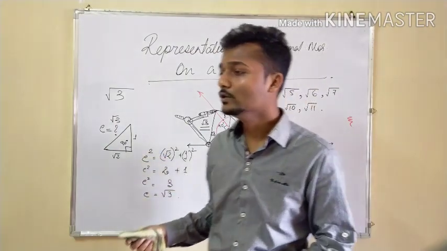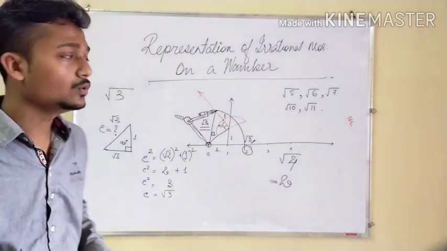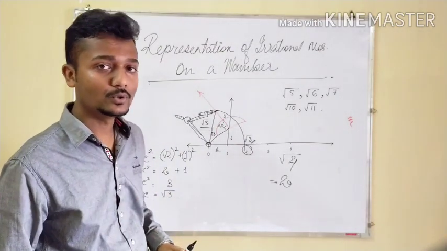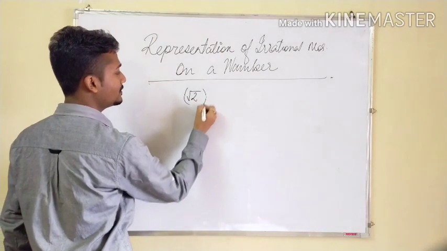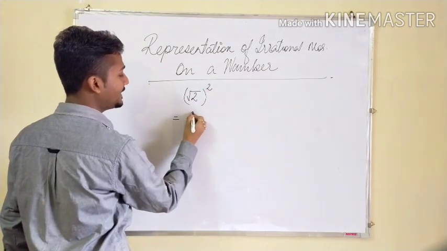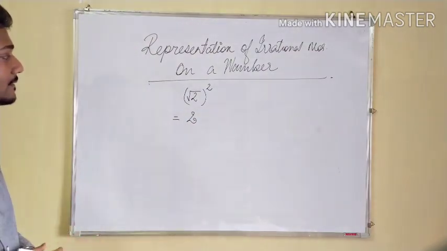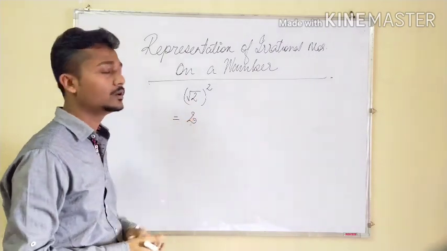Now what I have said, root 2 into root 2 is equal to 2. Let us find out how root 2 into root 2 is equal to 2. Root 2 square, yes or no? Root 2 square I have directly taken to be as 2. Now here in this part, I will discuss how root 2 square is equal to 2.